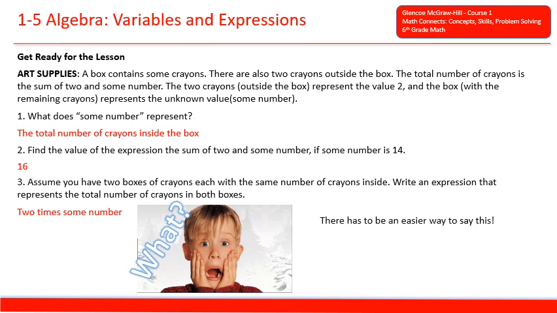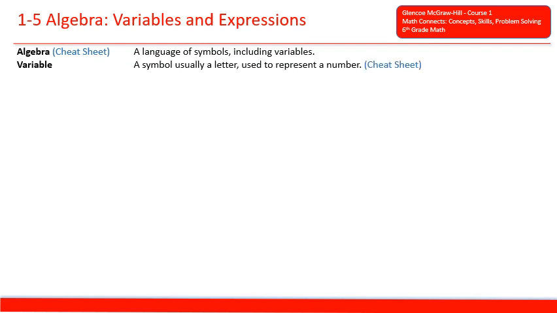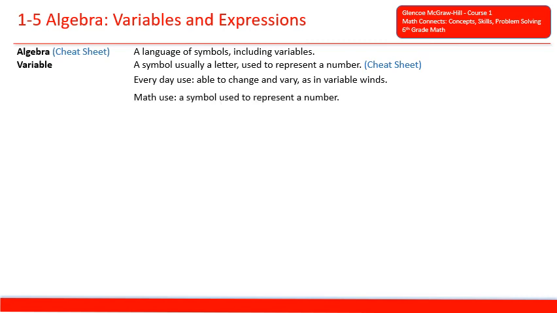What does that mean? There has to be an easier way to say this. There is. We can use algebraic variables and expressions. Algebra. A language of symbols, including variables. The important thing to remember is math is a language. Variable. A symbol, usually a letter, used to represent a number. Everyday use, variable means able to change and vary, as in a variable wind, so wind can change speed, maybe direction. And then math use, symbol used to represent a number.